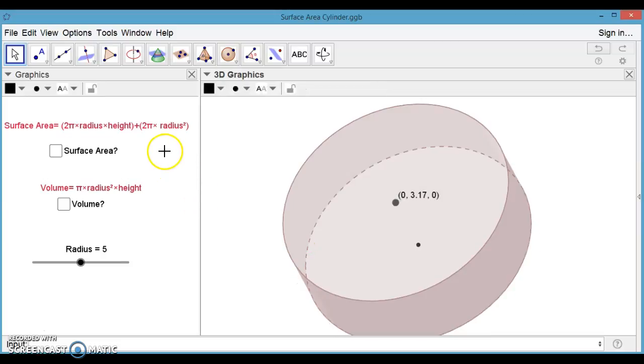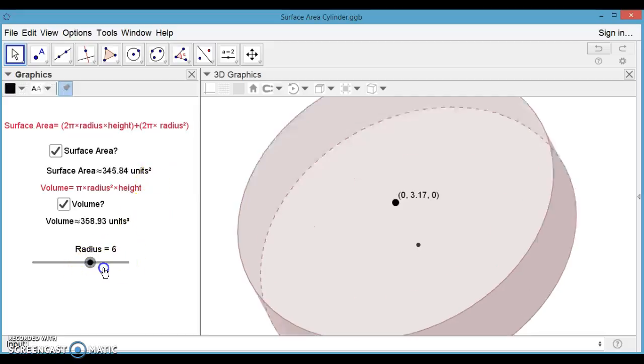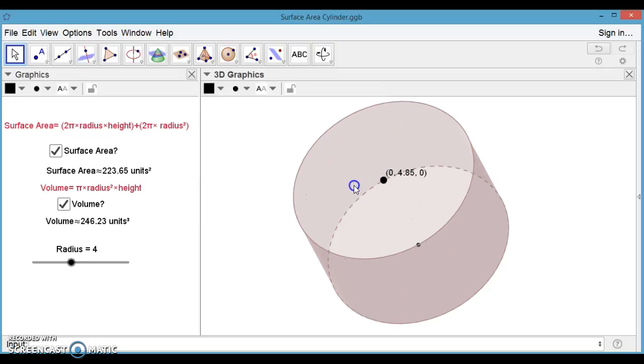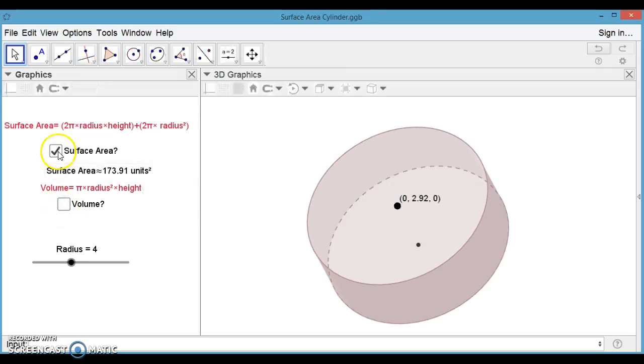But once again, I have the surface area equation and the volume equation, and students can take the radius and the height, plug it into those equations, and they can get the answers and check it. And once again, it does change when you drag on these. Okay.